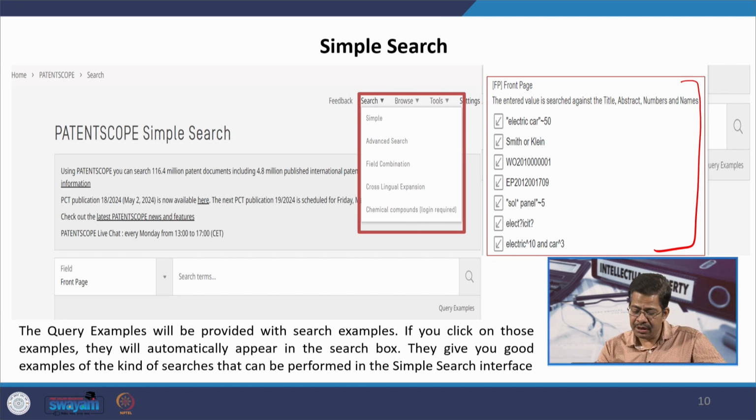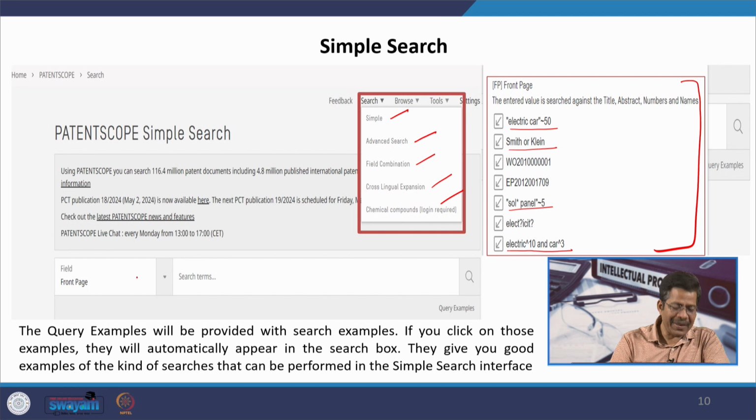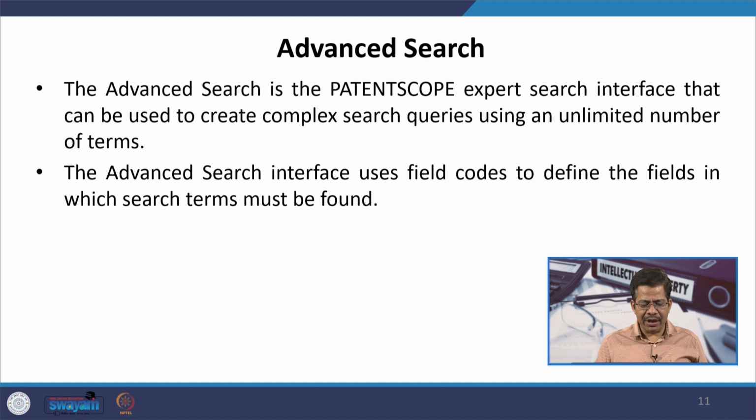So, on the front page, whether we are going to search electric car, Smith Klein or solar panel, whatever you want to search you can have. Here in the search itself you can see that there are simple search, advanced search, field combination, cross-lingual and chemical compounds, all these are the possibilities in the search items. So, you can select in the field whether you want front page, any field, ID, etcetera. So, that is possible. Then second you go for advanced search.